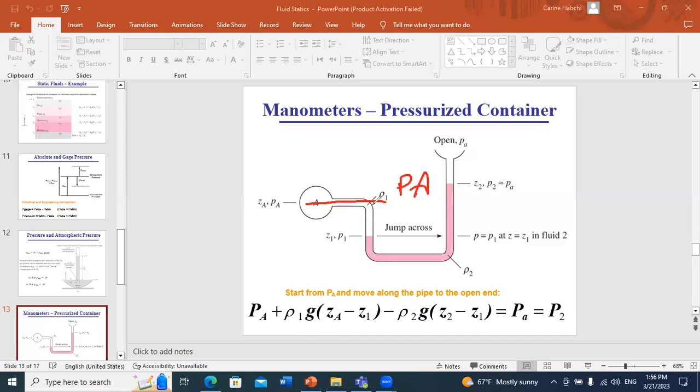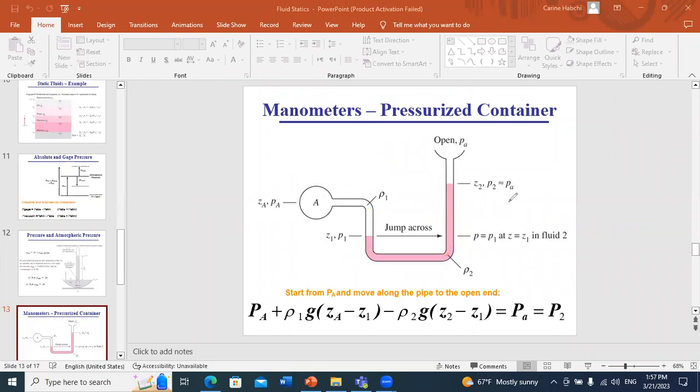Now, to go from this point to this one, I should move downward. And as you can see, you have several fluids here. You have fluid 1 in this part and in the container, and here, the pink color, you have another fluid, which is fluid 2. Whenever you have two fluids, you cannot move directly across if you want.